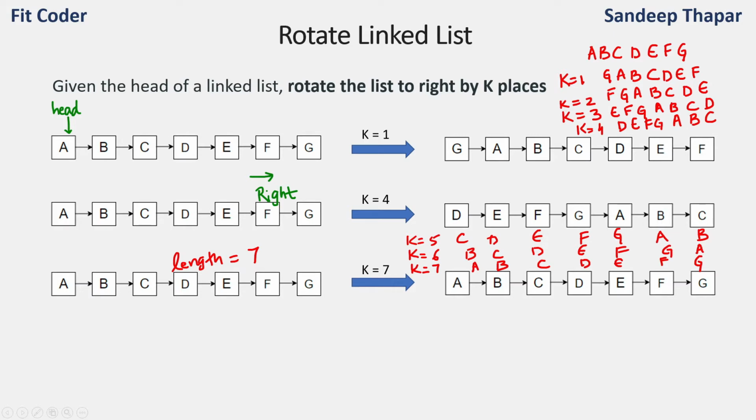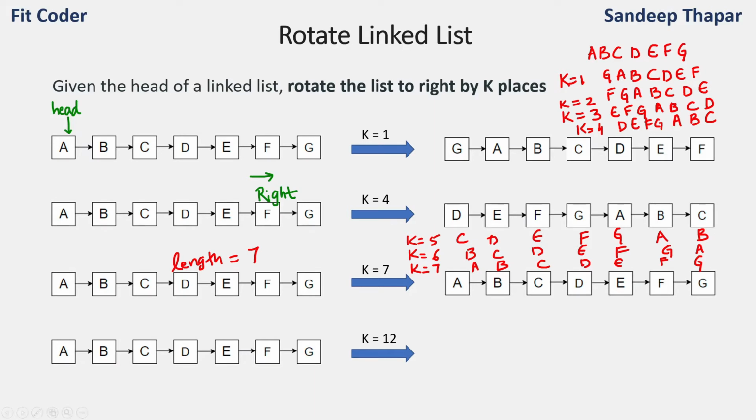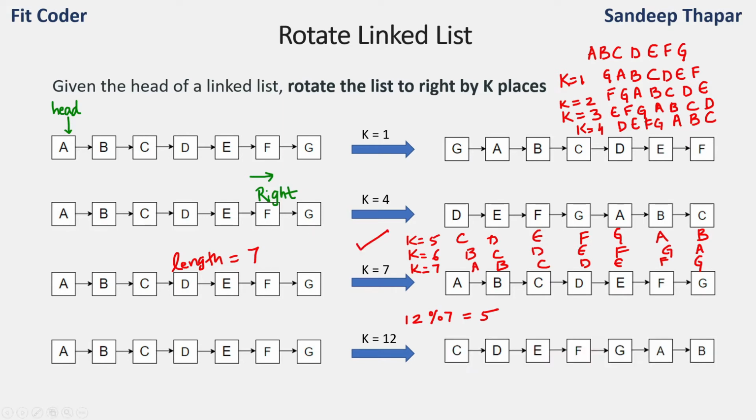Now what if k is greater than the length of the linked list? So in this example, k is 12. We know that if k is a multiple of the length of the linked list, then we'll get the same linked list back. So what we can do is divide 12 by the length of the linked list and find the remainder. In this case, the remainder is 5. So we just need to rotate this linked list by 5 places. So the output for this will be C D E F G A B, which we have also found here.